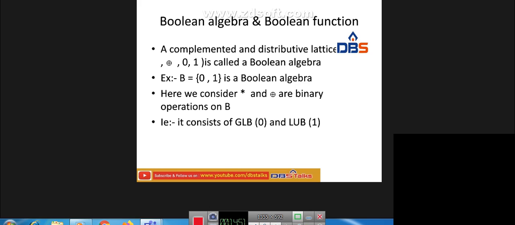Next, Boolean algebra and Boolean functions. A complemented and distributive lattice, with the operations and, not, 0, 1, is called a Boolean algebra. For example, B equal to the set {0, 1} is a Boolean algebra. Here we consider AND and OR as binary operations on B. That is, it consists of the greatest lower bound 0 and the least upper bound 1. That is called the Boolean algebra.